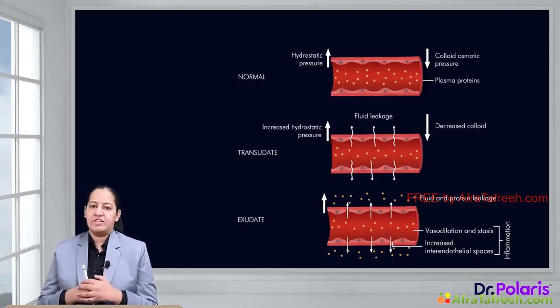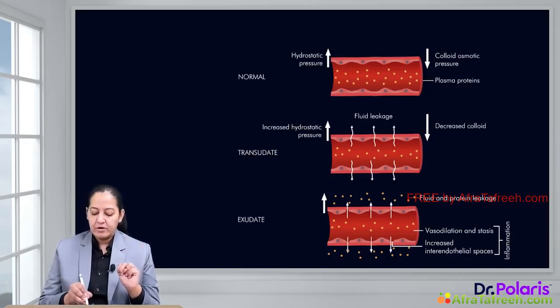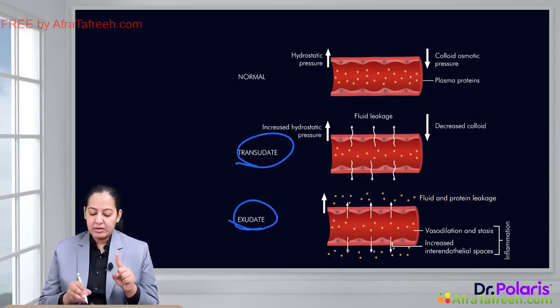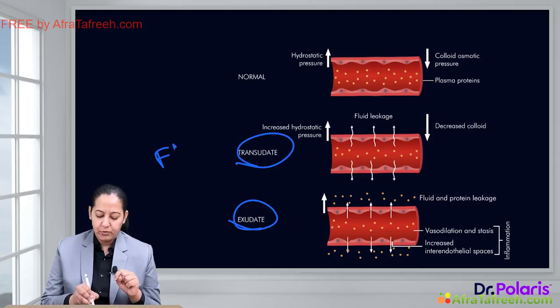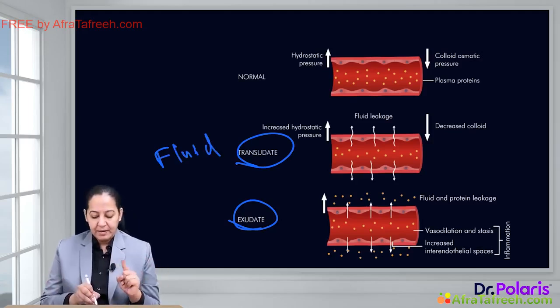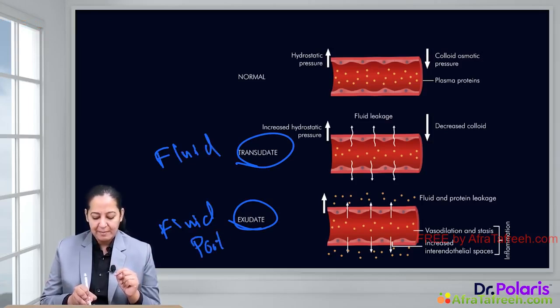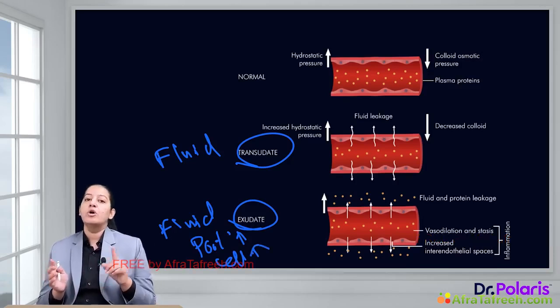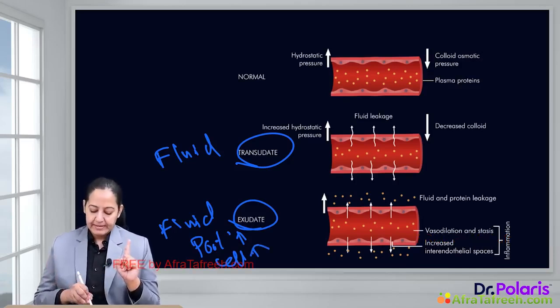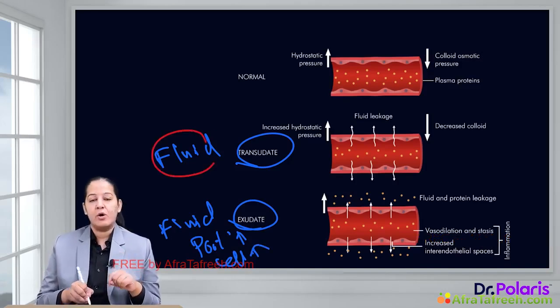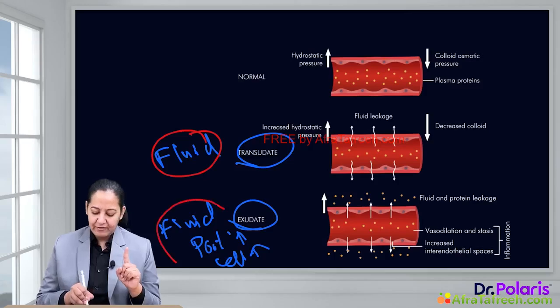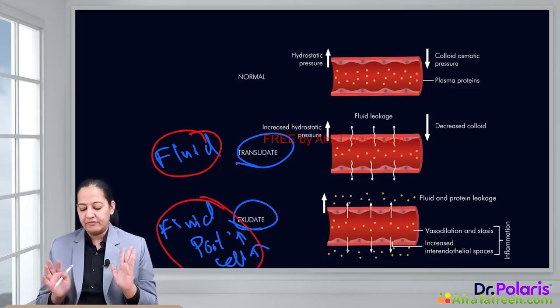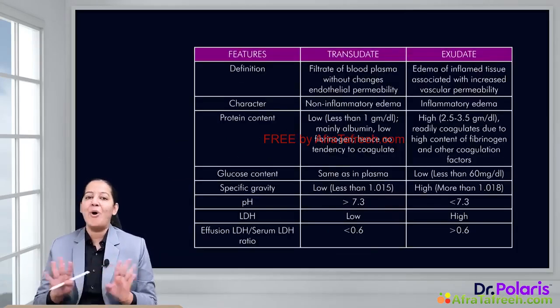Now coming to the types of edema. There are 2 types of edema, transudate and exudate. In transudate, only edema fluid is there, no protein, no cell. But in exudate, along with edema fluid, there is protein and there are cells because gaps are present, and from these gaps, proteins and cells leak out. So protein poor, cell poor edema is transudate. On the contrary, protein rich, cell rich edema is exudate. The 2 types of edema you can understand. That's all about edema.